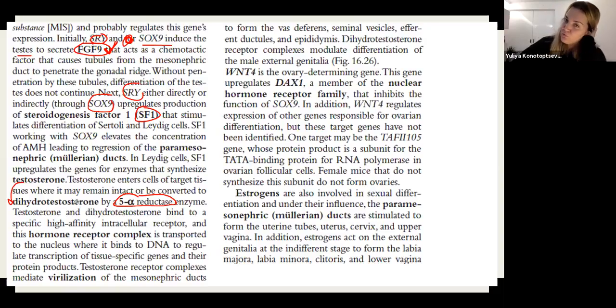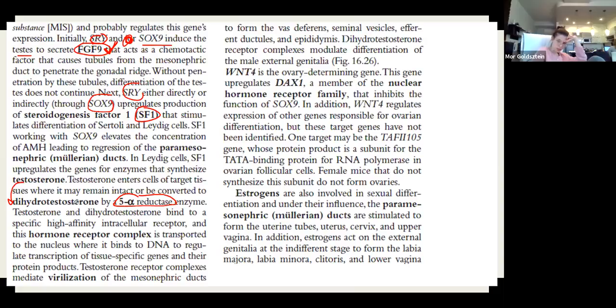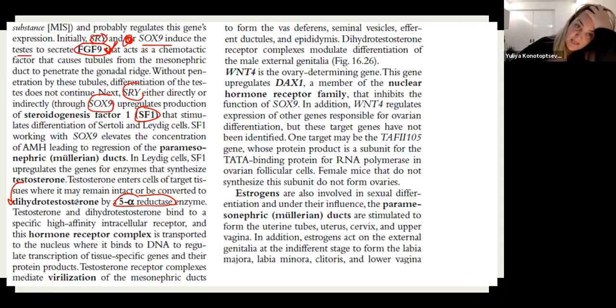Dihydrotestosterone is needed for what? Which structures will need it? Prostate and penis. Yes, PP, right? So prostate and penis are going to be responsible. They need dihydrotestosterone to become prostate and penis. So they fully rely on it.